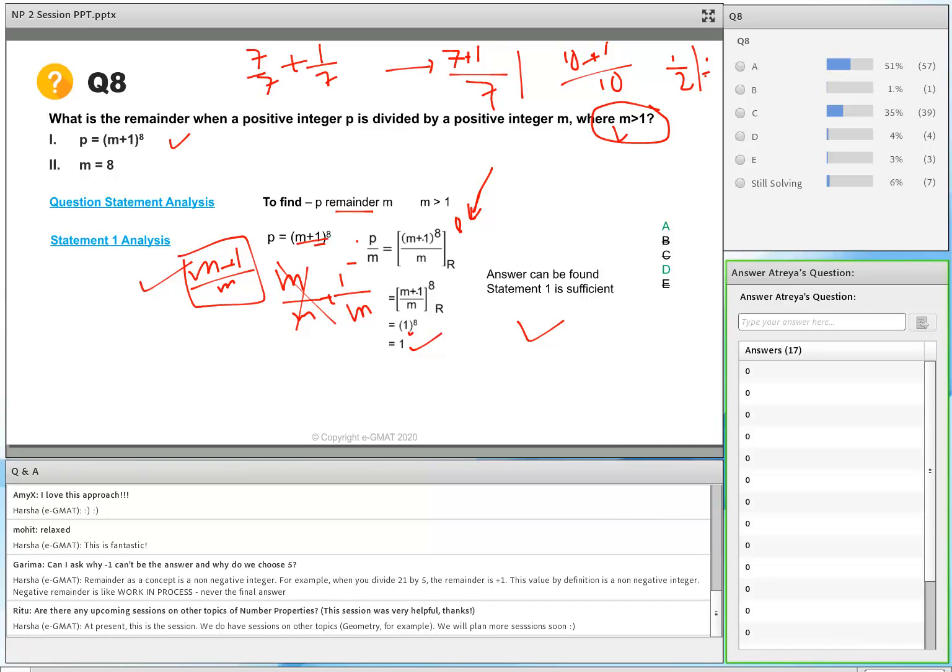I hope it's clear to all of you. So what did we use? We used statement 1 to understand what happens when M plus 1 is divided by M. We calculated the individual remainder, then brought in the final exponent over here to get the final answer. All right, so we could get the final answer from the first statement.